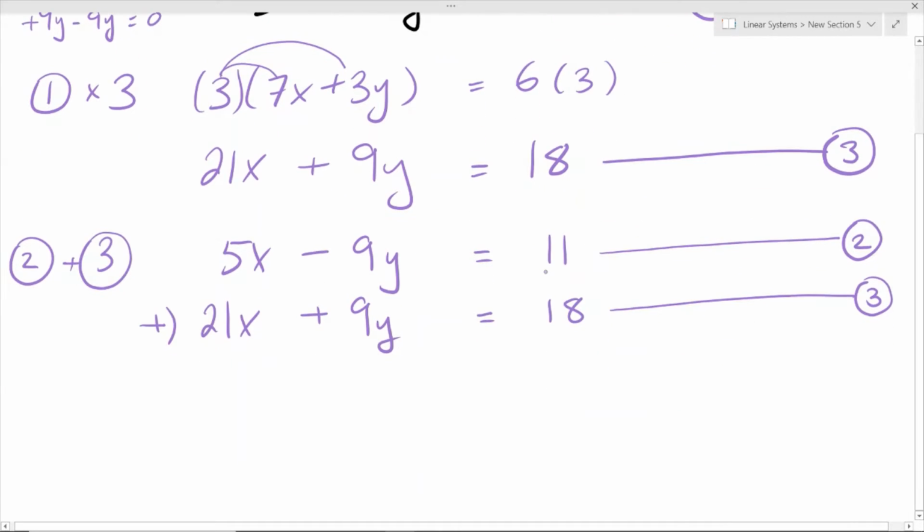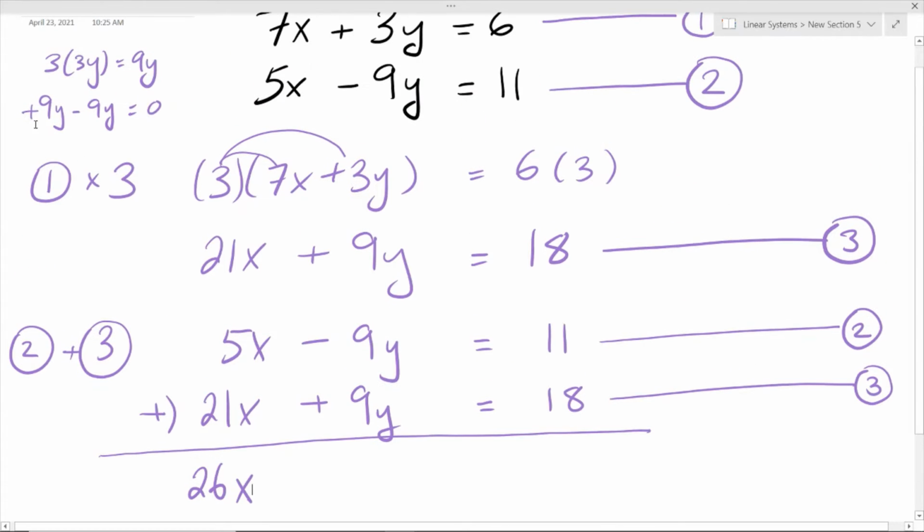So now from here we can basically add these equations together. Adding it together, we look at 5x and we add 21x, right? Because these are like terms, we can combine them. And these are also like terms, they are both constants, we can combine these. So 5 plus 21 gives us 26, and there's the x, so 26x. Now negative 9y plus 9y is going to give us 0, as mentioned before, right?